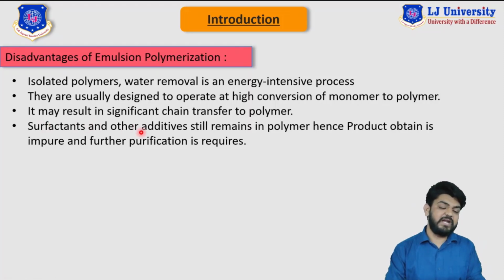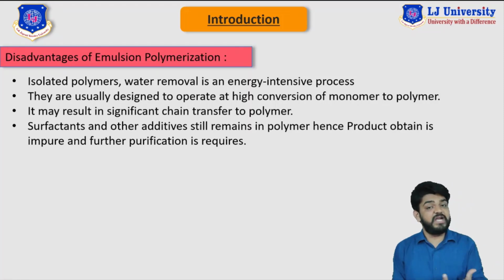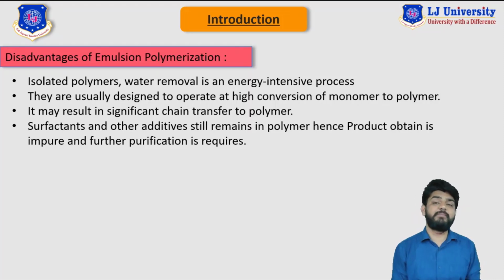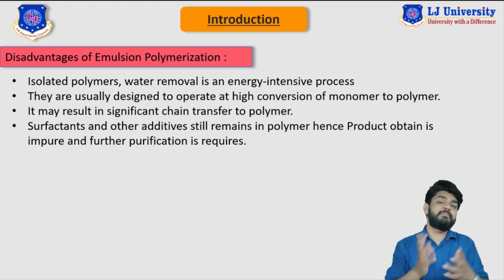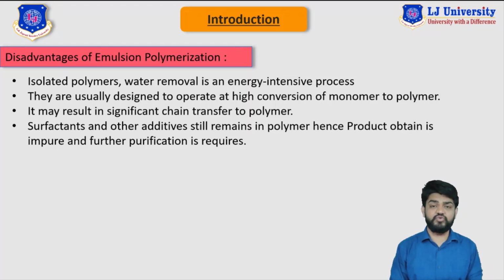Now, surfactant and other additives still remain in the polymer. We are adding surfactant and different additives in this technique, so they can remain in the product polymer, and the purity of the polymer can be reduced. So with this technique, we cannot produce polymer of high purity. There will be some amount of contamination, either in the form of surfactants or additives. So these were all the disadvantages of the emulsion polymerization technique.